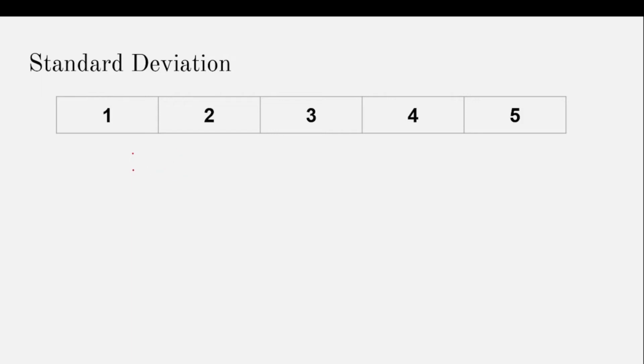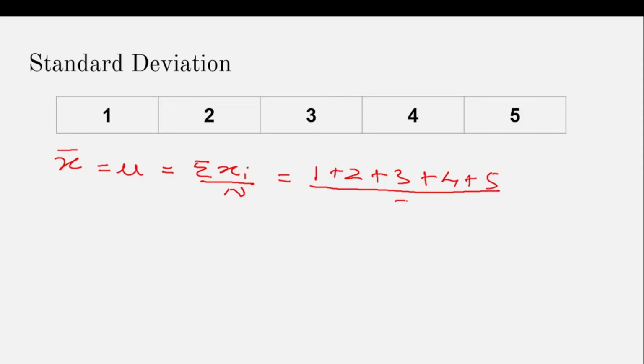Now let us consider an example to calculate the standard deviation. Here I am given 5 data points. To calculate the standard deviation, I should first calculate the mean. Mean, as we know, is represented by the symbol x bar or mu and is given by summation of xi upon the number of data points. In this case, it will be equal to 1 plus 2 plus 3 plus 4 plus 5 by the number of data points, that is 5, which is equal to 3.